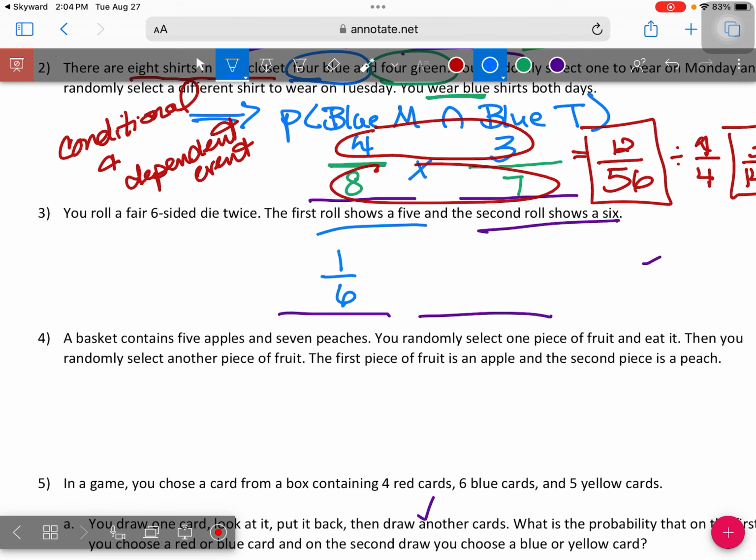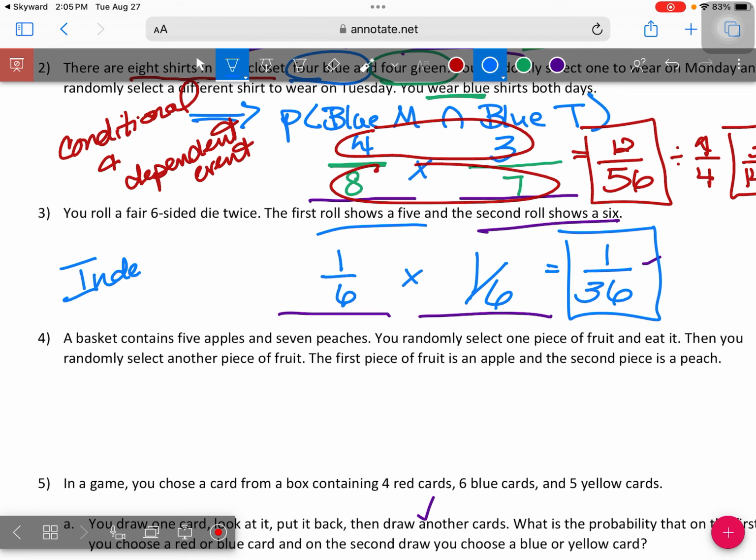Sorry. My second roll, it shows a 6. What's the probability of getting a 6 on the second roll? 1 out of 6. Yes, 1 out of 6. You have 6 sides, right? So 1 times 1 is 1. 6 times 6, 36. And that is in simplest form. Are those independent events, or are they dependent? Independent. Yeah, it doesn't matter what you roll the first time. It is not going to affect what you roll the second time. Independent events.